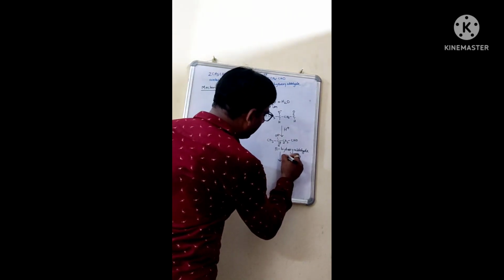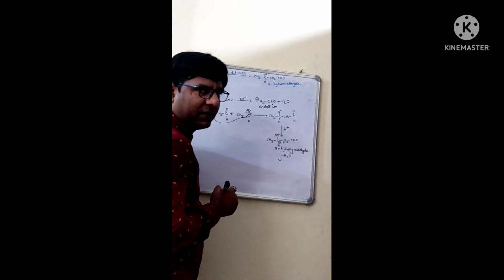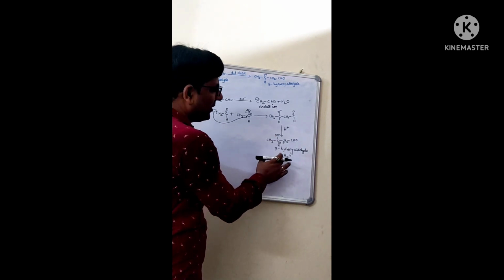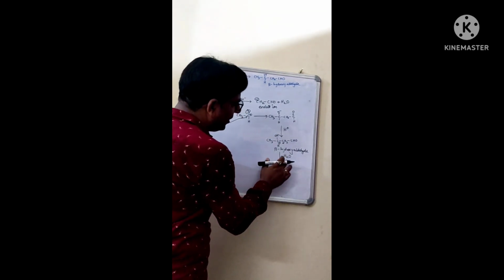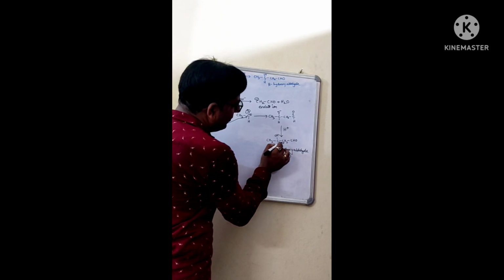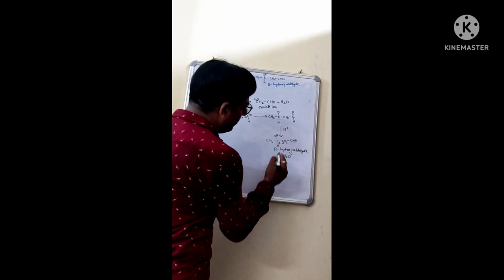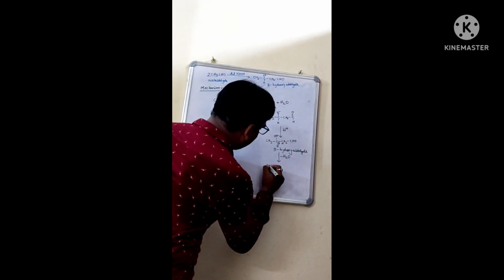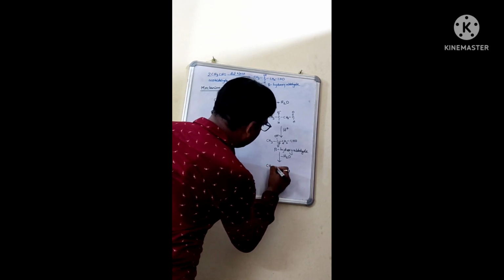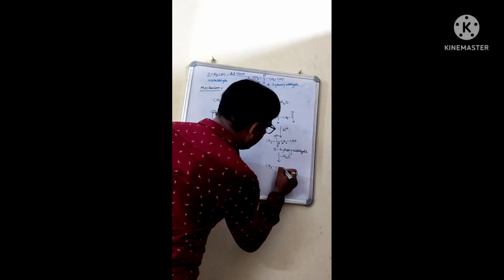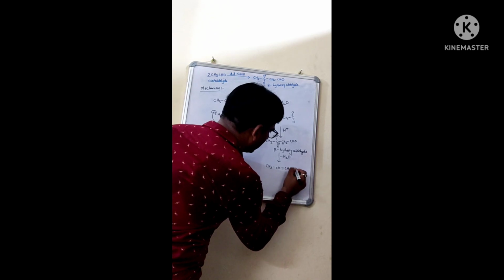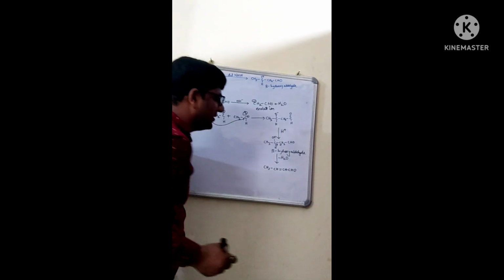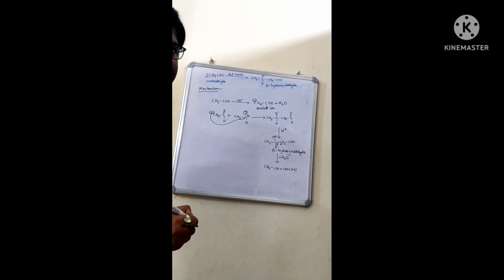Now dehydration means H2O will be removed. When you will heat this, water will be removed, and when you are removing the water from here, one hydrogen from alpha and one OH from the beta will move out in the form of water, and what you are left with is CH3, CH, double bond, CH, CHO. This is the product what you will get.